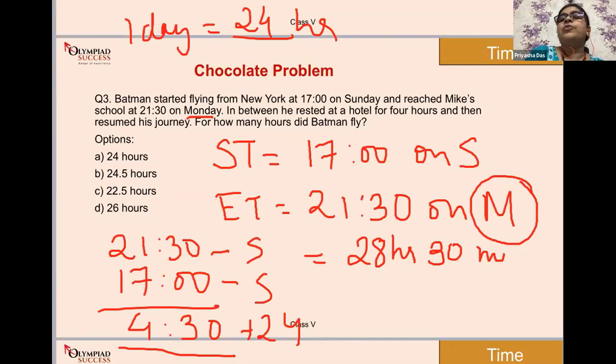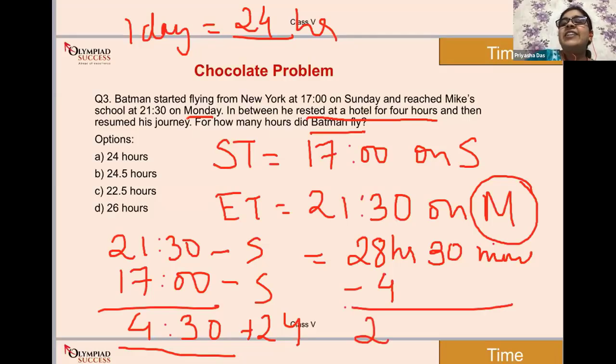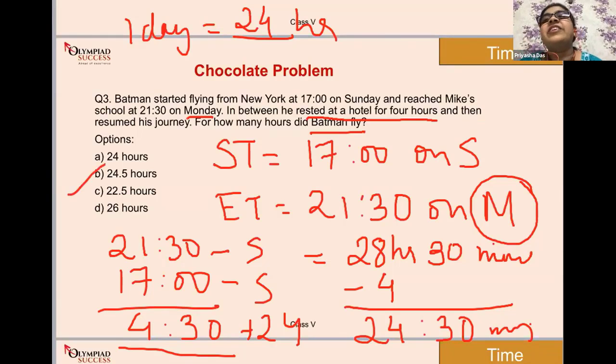Tell me yes or no. Our question is not yet complete, guys. What is the question saying? That he has rested at a hotel for 4 hours. So if I ask you the time for which he was flying, obviously when he was resting in the hotel, he was not flying. Right, guys? Yes. So now I have started getting the right answers, where kids are easily subtracting 4 hours and getting the right answer as 24 hours and 30 minutes. That is equivalent to 24.5 hours. Wow, I have such intelligent kids around me.